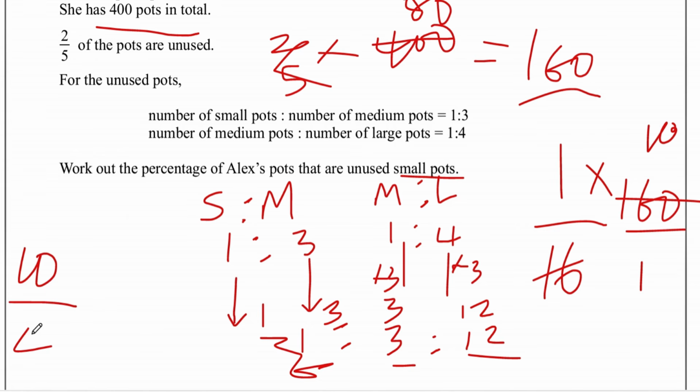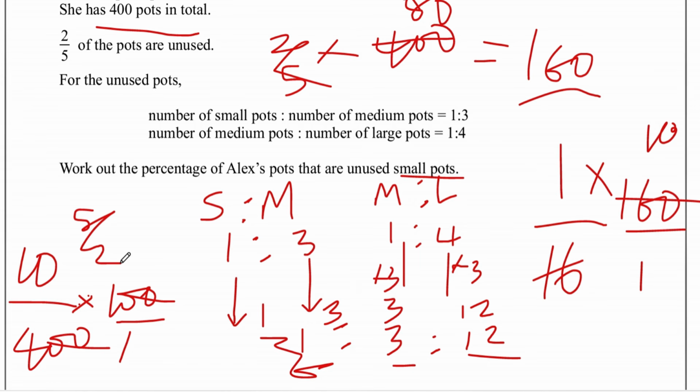So 10 over 400 multiply by 100 over 1. So 10 over 400 times 100 over 1. So when you do that, 2 zeros will divide 2 zeros. So you have 10 over 4. 10 over 4 is 5 over 2. And that's 2.5. So the answer is 2.5%.